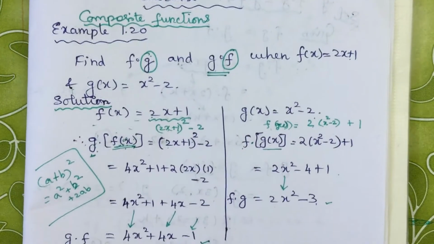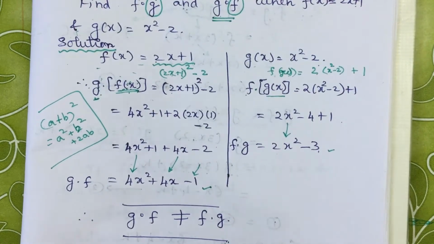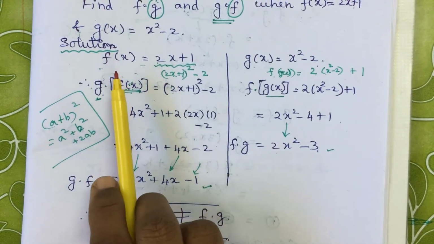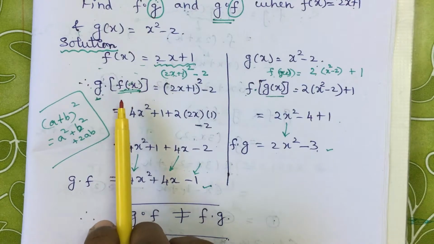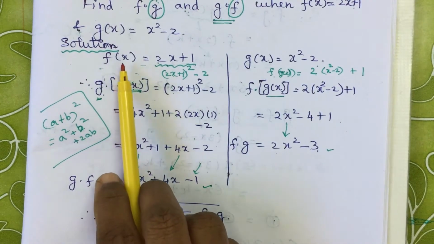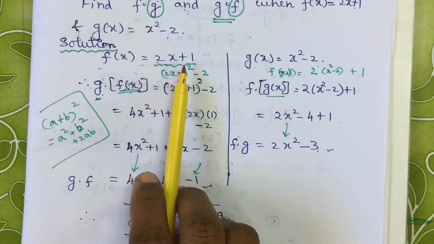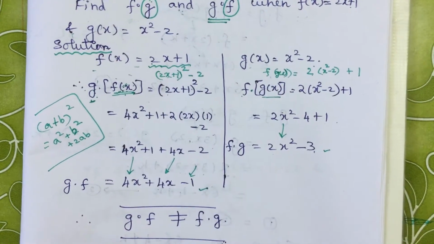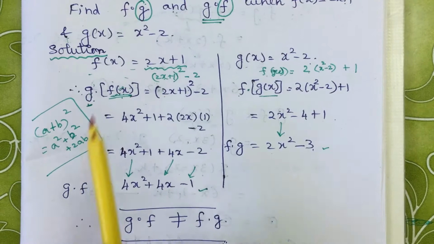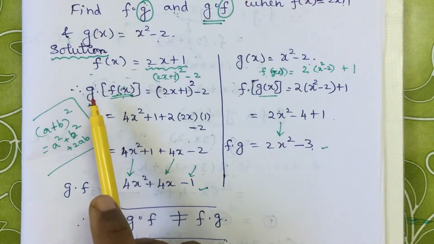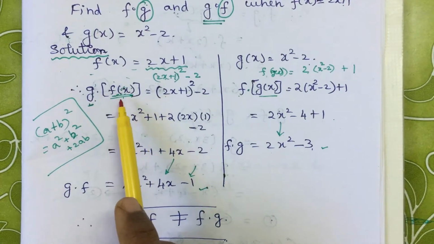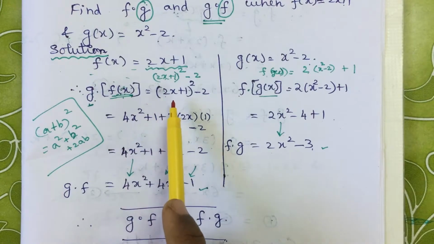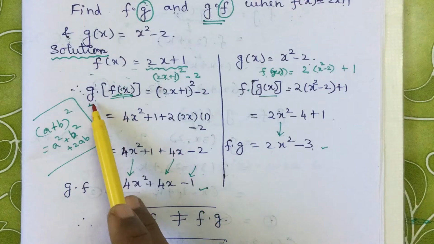Coming to the solution part, first I am going to find out g dot f of x. So first I am taking f of x here. f of x is 2x plus 1, right? f of x is 2x plus 1. So I need to find out g of f of x. Before writing your g of f of x, you should see what is the function for g.